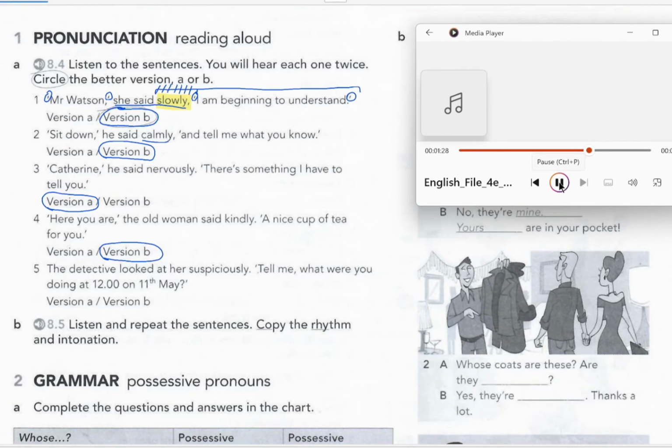Version B. Here you are, the old woman said kindly. A nice cup of tea for you.